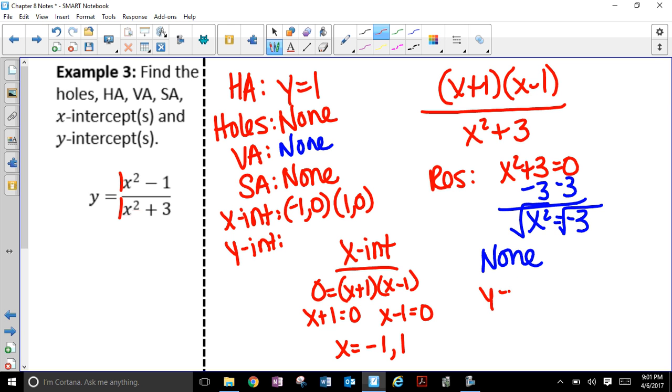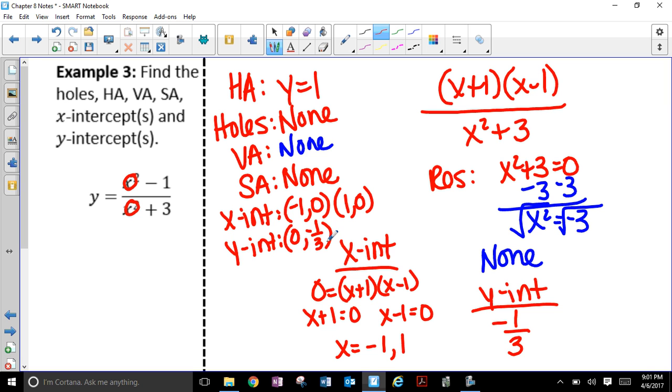Then if we do our y-intercept, remember that means you go back to the original and plug in 0 for the x's. So if I did 0 squared and 0 squared, that's just 0. So you're left with -1/3. So as an ordered pair, that's (0, -1/3).